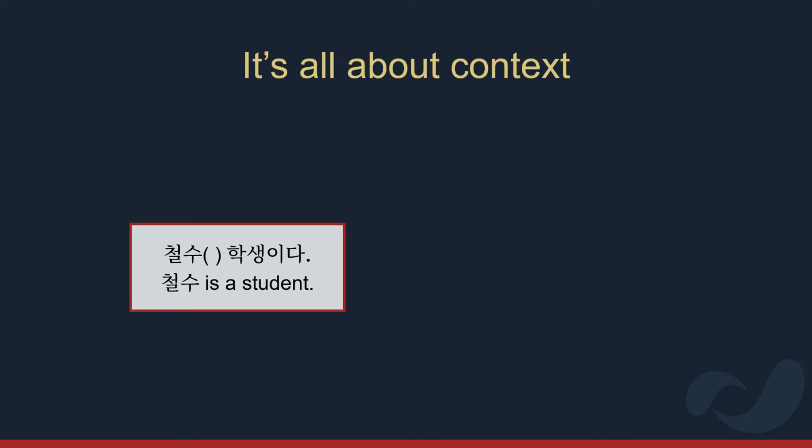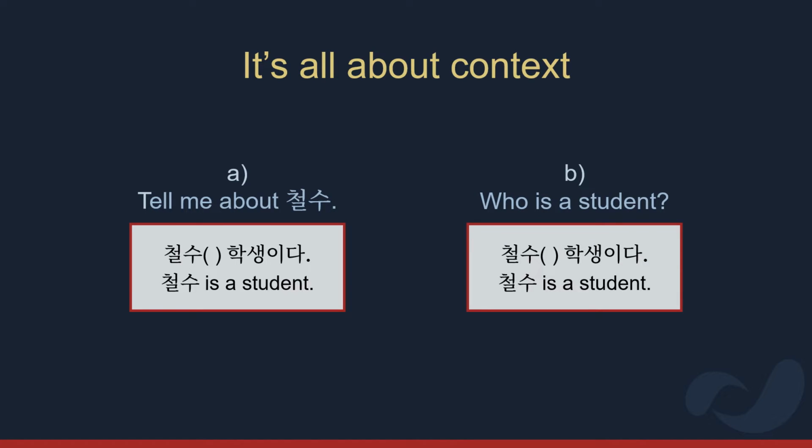Well, which way are we looking at the sentence? Are we saying A, Chosu is a student, or B, Chosu is a student? The difference between the two becomes clear when we see the context. Are we saying A, tell me about Chosu. Chosu is a student. Or are we saying B, who is a student? Chosu is a student. The two sentences are produced from opposite directions.